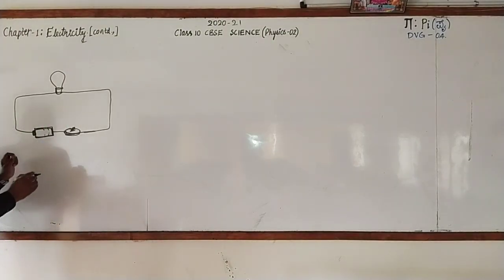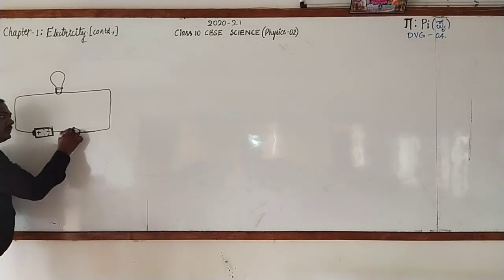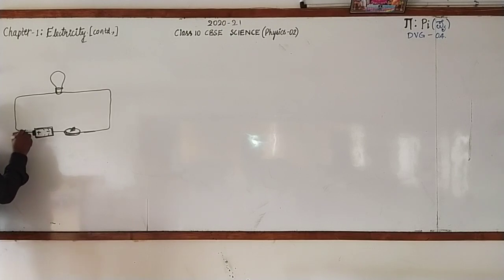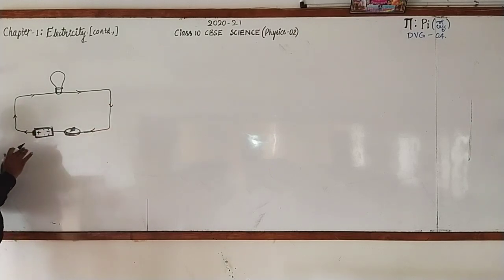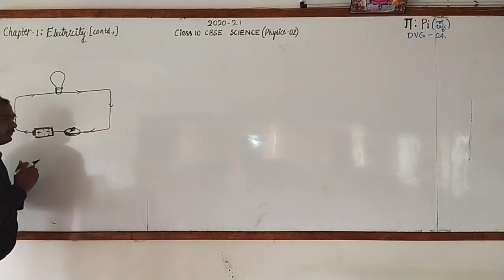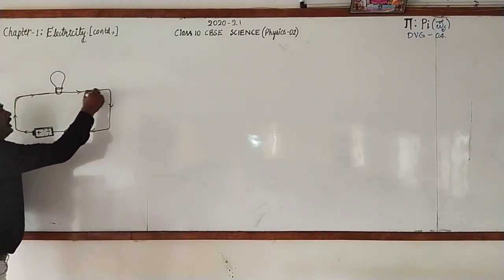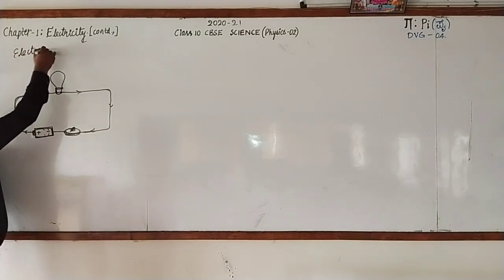Here I have drawn the same. Here the cell is taken. You know that terminals can be observed. This is the positive terminal and this is the negative terminal. Here is the switch. When you close it, the current will start flowing from positive terminal to negative terminal. This is the conventional current. The whole world is following. And this is the path in which the current is flowing, and we call this path as electric circuit.